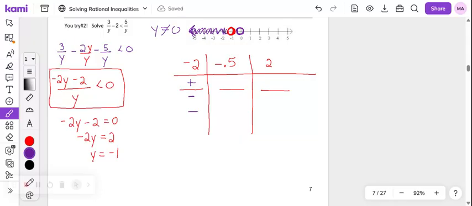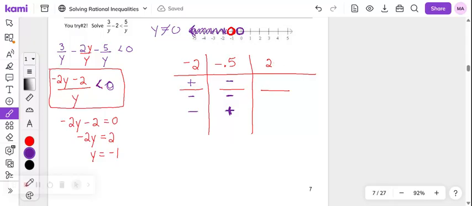Let's go ahead and drop our -0.5 in here. -2 times -0.5 is 1. So 1 minus 2 is a negative over -0.5, another negative. That's positive. So that excludes the numbers in between because we were looking for numbers that were less than 0.